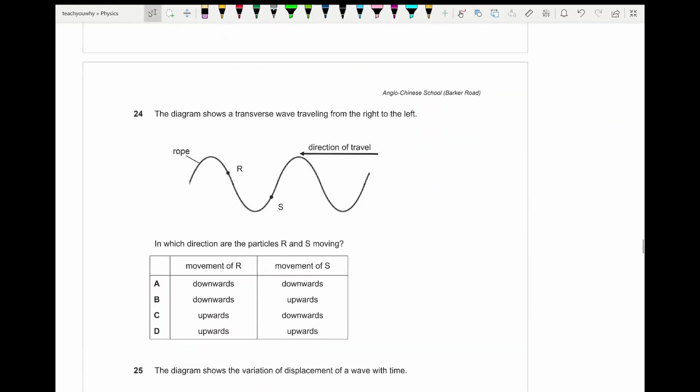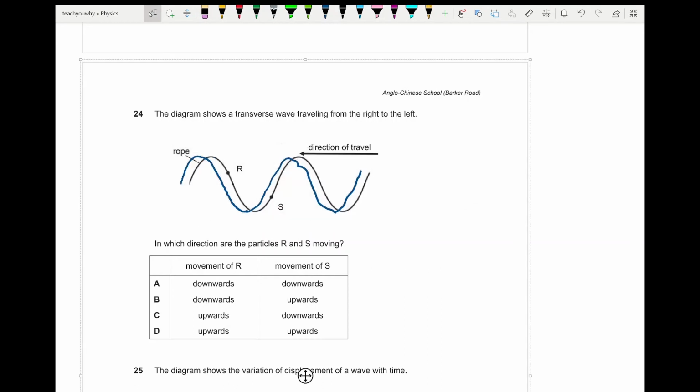24. The diagram shows a transverse wave traveling from left to right. In which direction are the particles moving? What we are going to do is draw the same wave, just that it is shifted. Now in exam you can't do this, but you can imagine it. So I'm going to shift it to the left, like this.